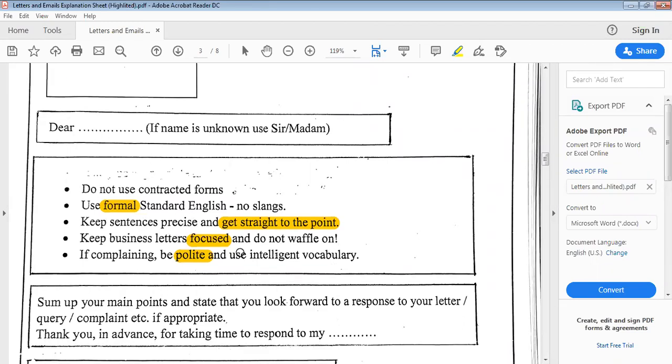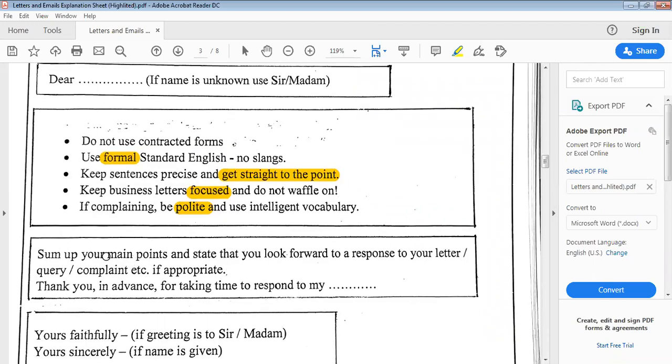This is what you do in the body paragraphs, and at the end, you sum up your main points. You sum up, and state that you look forward to a response to your letter. Of course, you want a response. You want to know the person's response to what you have said, whether it's asking for information, or it's a complaint, or you're trying to persuade someone, okay?